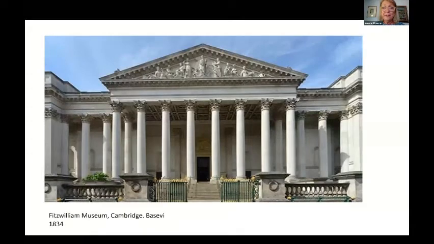So we've looked at the form, and now let's have a little think about the context of this building. This building was built to house an amazing collection of art that was left to the University of Cambridge by a man called Viscount Fitzwilliam, which is why it's called the Fitzwilliam Museum. He left in his will his considerable, very valuable collection to the University of Cambridge. In fact, he actually was a student here. He was at Trinity Hall.